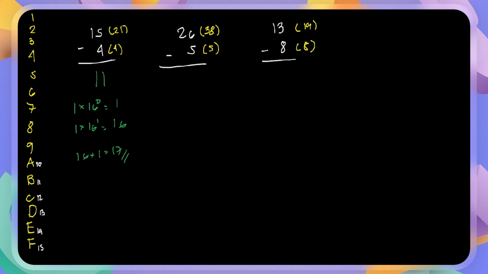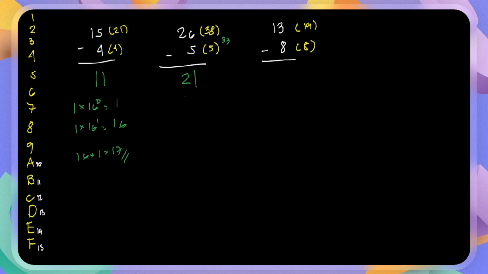26 minus 5. So 6 minus 5 is just 1. Nothing else to subtract 2 by, so we bring down 2. So we have 2, 1. So that's 38 minus 5. 38 minus 5 is just 33.